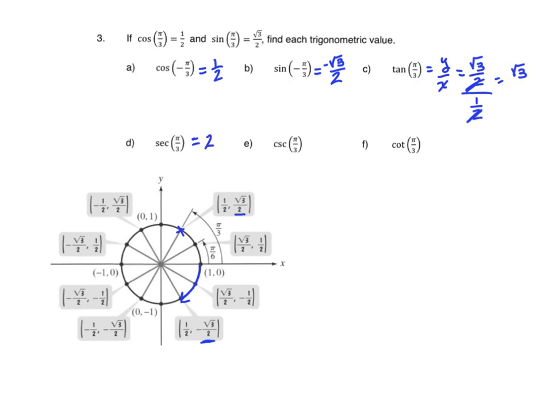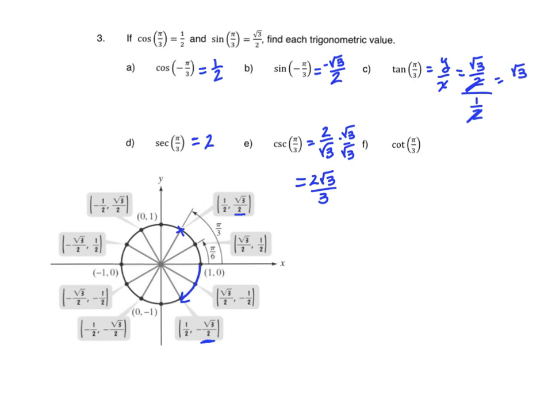And then cosecant of pi over 3, now that's going to be the inverse of the sine, or the y value there. So my y value is radical 3 over 2. If I take the inverse there, I'm going to get 2 over radical 3. And I think you recall we can't leave it like that. We have to rationalize the denominator. So we're going to get 2 radical 3 over 3.